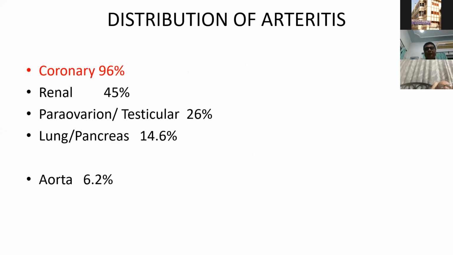So the distribution of arteritis in Kawasaki: coronaries are the predominant affection, around 96% coronary affection, but you can have occasionally large arteries involved as well. Remember, the renal arteries can be involved. And sometimes, though it is predominantly a medium and small vessel vasculitis, rarely the aorta has also been involved. There are reports of 6.2% of patients having aorta involvement.